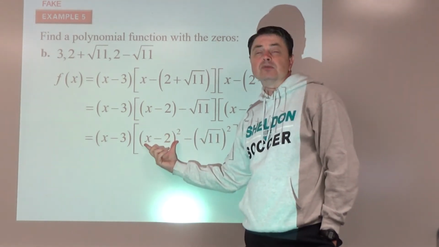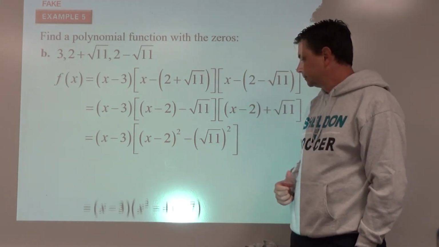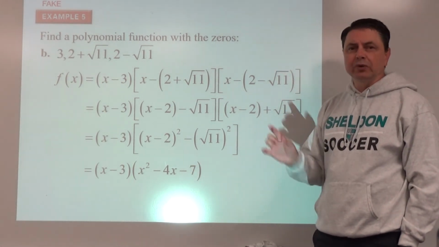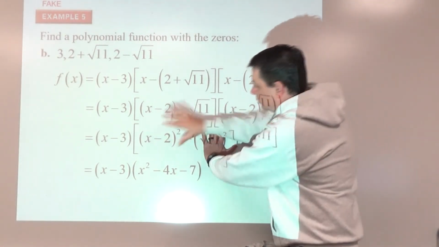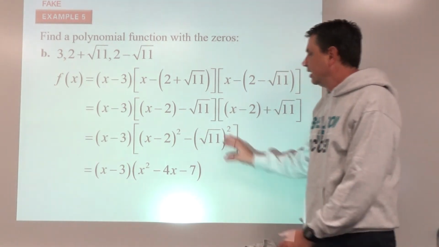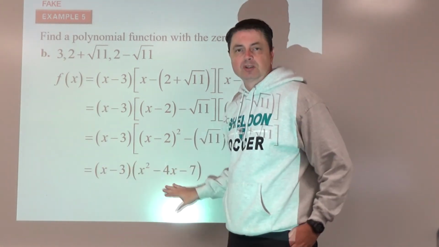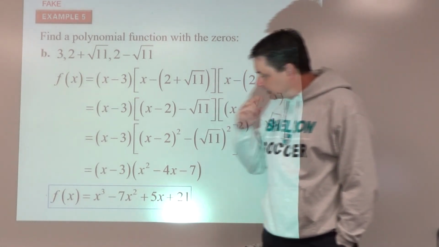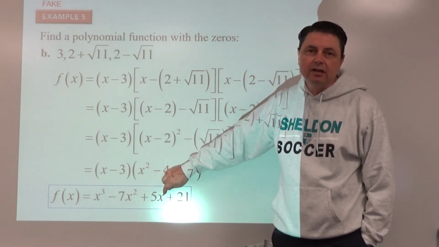So this becomes x squared minus 4x plus 4 minus 11. And if you combine those terms, you get this. Now, for whatever reason, the most common mistake is leaving this out on its own and then multiplying these together and then at the end bringing this minus 11, which does not work. This has to be one polynomial. It becomes this. Now multiply them together and we get our answer. F of x equals x cubed minus 7x squared plus 5x plus 21.